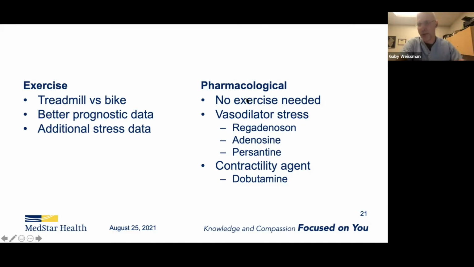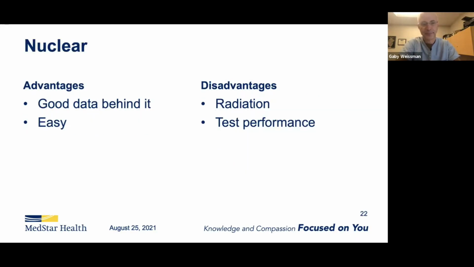The nuclear part is the same, whether it's thallium or technetium, etc., but no exercise is needed. We use a vasodilatory agent. Regadenoson is the most common one that we use now, although others are available. Alternatively, we can use a contractility agent such as dobutamine, but that is very rarely done these days. You only do it in cases where all of the vasodilatory agents are really contraindicated. So why would we pick a nuclear?